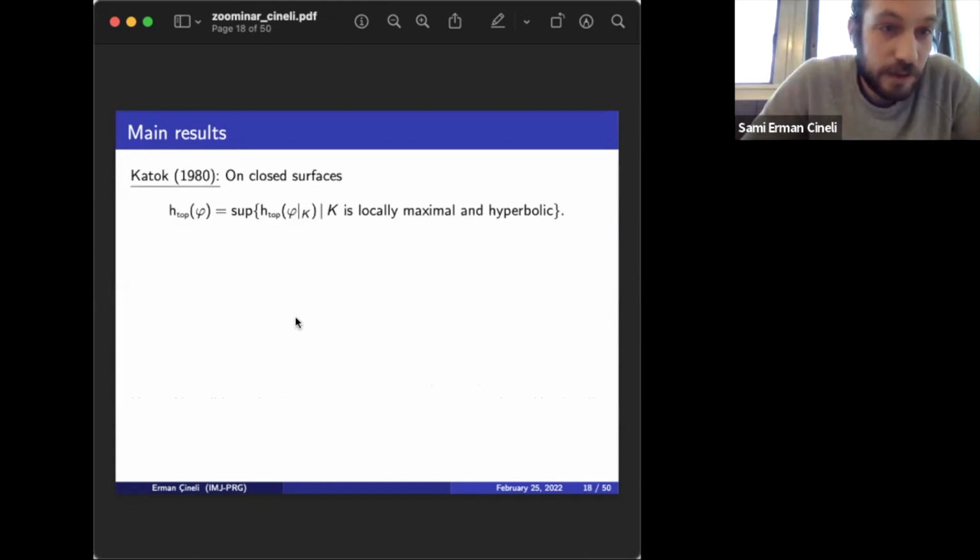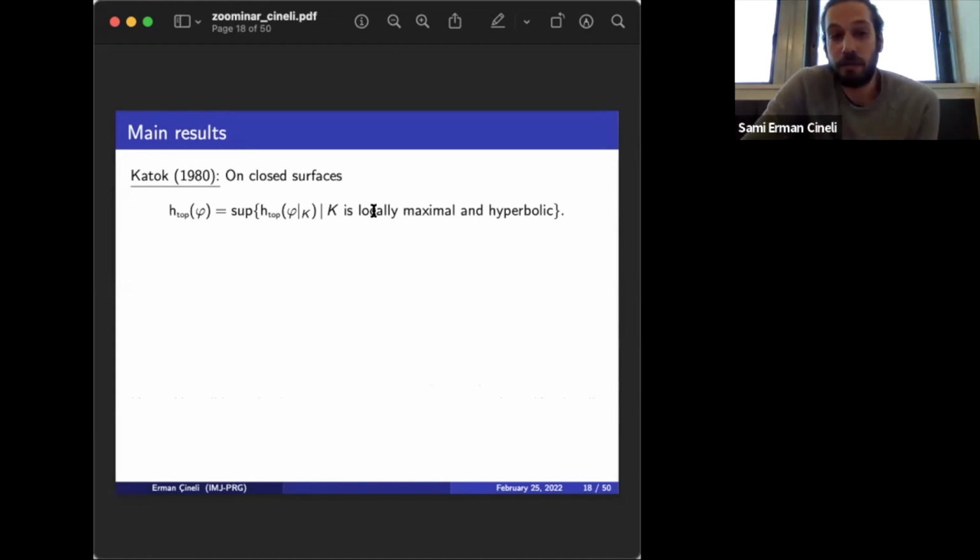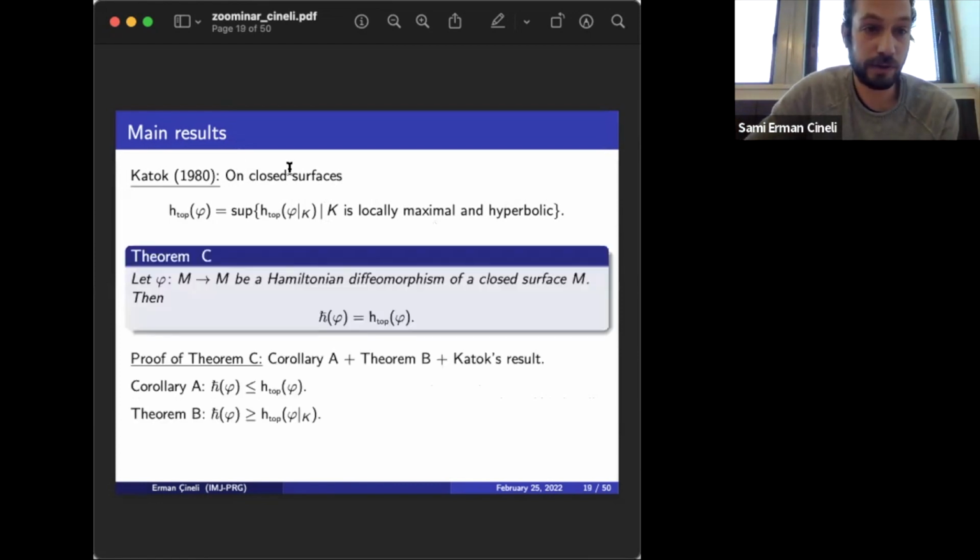And here is a nice result by Katok. On closed surfaces, all entropy is coming from such sets. So when you take the supremum over locally maximal hyperbolic sets, you recover topological entropy. Now, as an application, from our previous results together with Katok's results, we get equality in dimension 2. So for Hamiltonian diffeomorphisms of closed surfaces, barcode entropy is equal to the topological entropy. And the proof is corollary A, theorem B, and Katok's results.